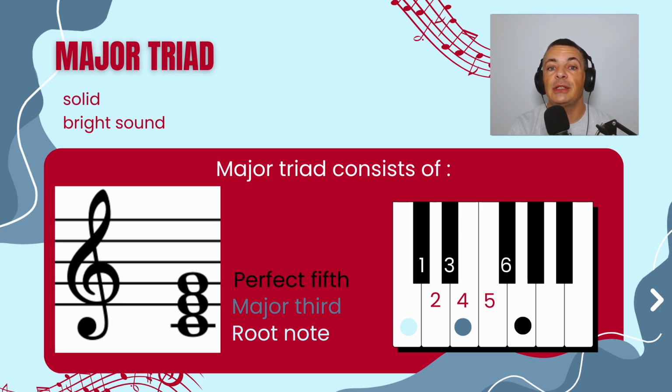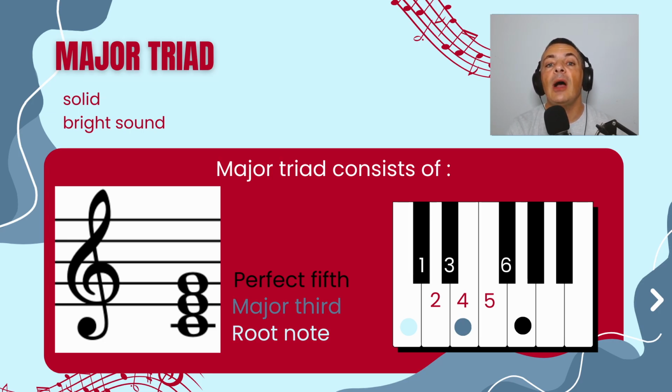We've already mentioned that the root note is the lowest note of a chord. Now let's see how to find the other two intervals. The major third is the fourth note from the root. If we take C as the root note, the first note is C sharp, the second is D, the third is D sharp, and the fourth note or major third is E.